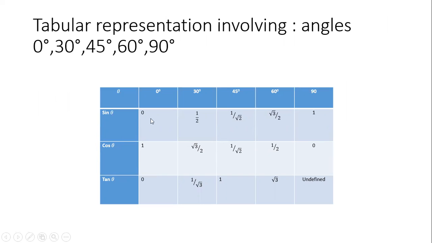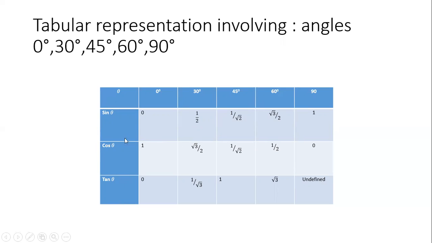For sine 0, it is 0. Sine 30, we have determined that, 1 over 2. Sine 45, 1 over root 2. Sine 60, root 3 over 2. Then sine 90 degrees, 1. I said cosine starts from 1 and ends at 0. Cos 0 degrees, 1. Cos 30 degrees, root 3 over 2. Cos 45, 1 over root 2. Cos 60 degrees, half. Then cos 90 degrees is 0.